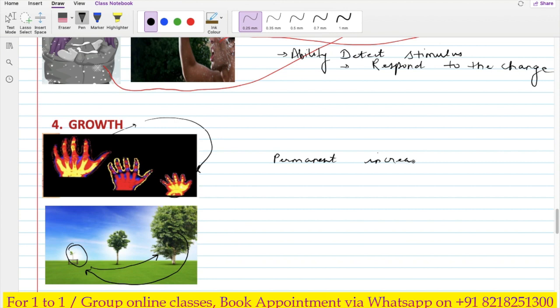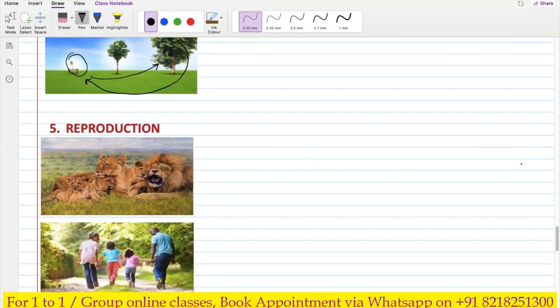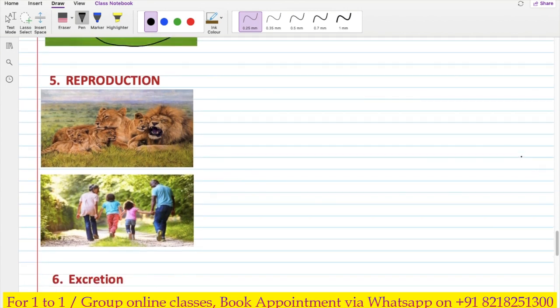It is again the same. Increase in size. This is the growth. Let's come to the reproduction part. Very simple. What is reproduction?